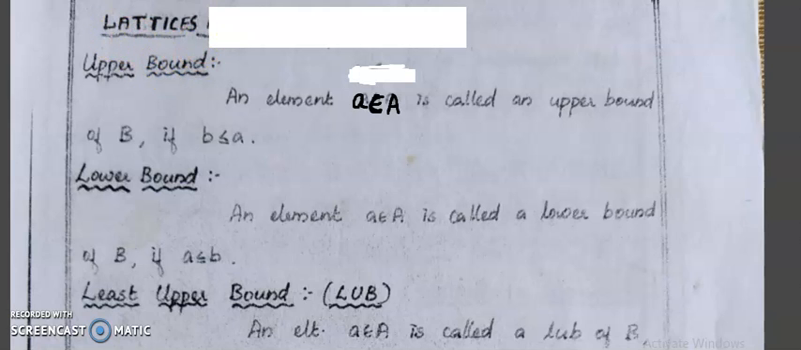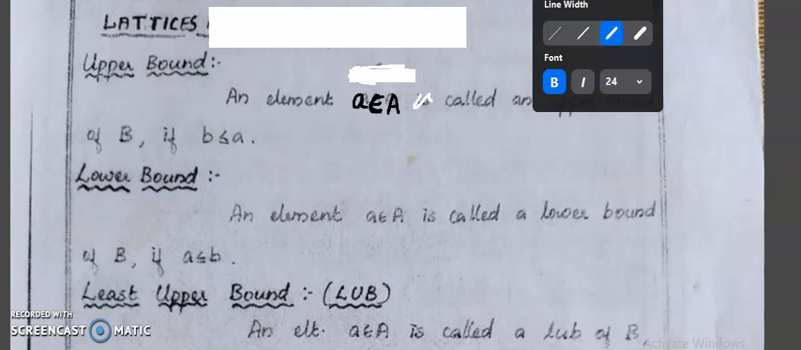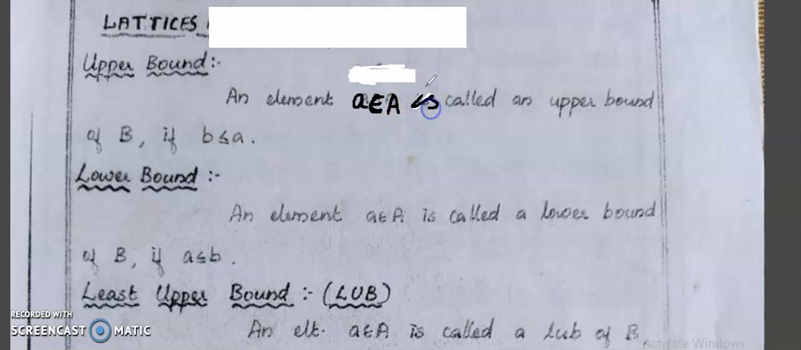Now let us learn lattices. Lattices definition here, before that we learn upper bound. An element a belonging to capital A is called an upper bound of B, that is capital B, if small b is less than or equal to small a.